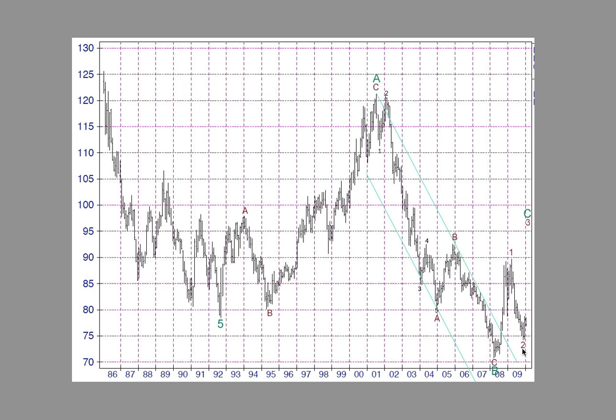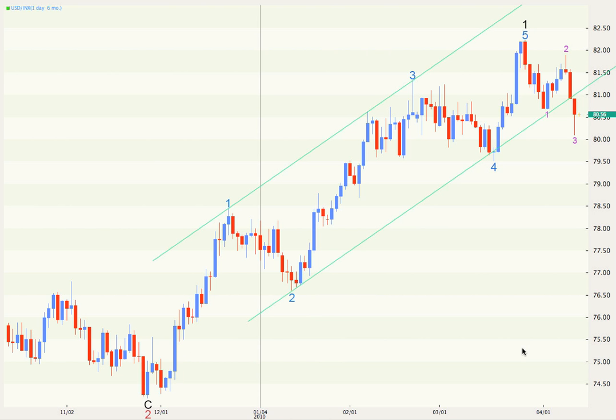Daily chart, where this maroon 2 down here is primary wave 2's end. And here's our recent dollar rises with a minor 1, 2, 3, 4, 5 to complete intermediate wave 1 up, and we're working now on intermediate wave 2 down.